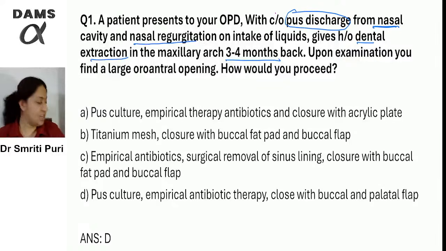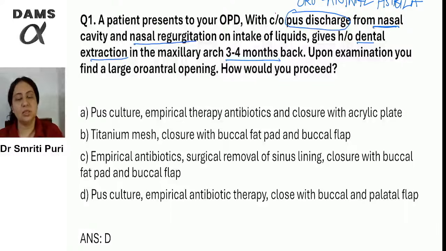Nasal regurgitation points towards a communication between the maxillary sinus and the oral cavity, right? And if the extraction took place 3 to 4 months back, it is no longer an oroantral communication, it will be an oroantral fistula. Now, this fistula between the maxillary sinus and the oral cavity has caused an infection which is causing pus discharge from the nasal cavity.